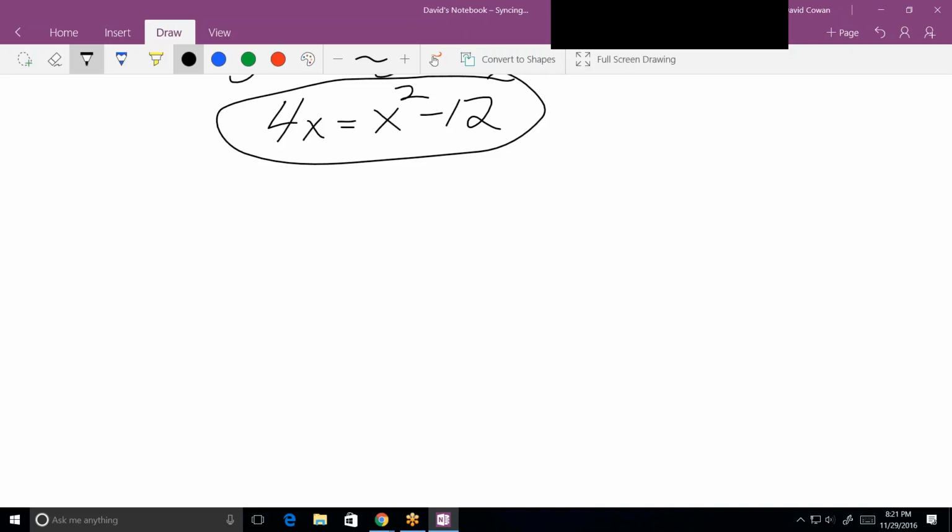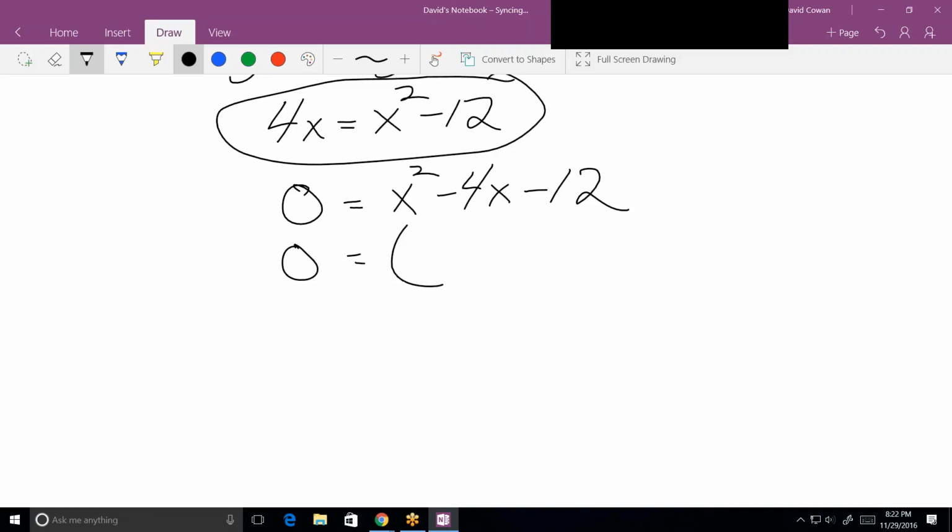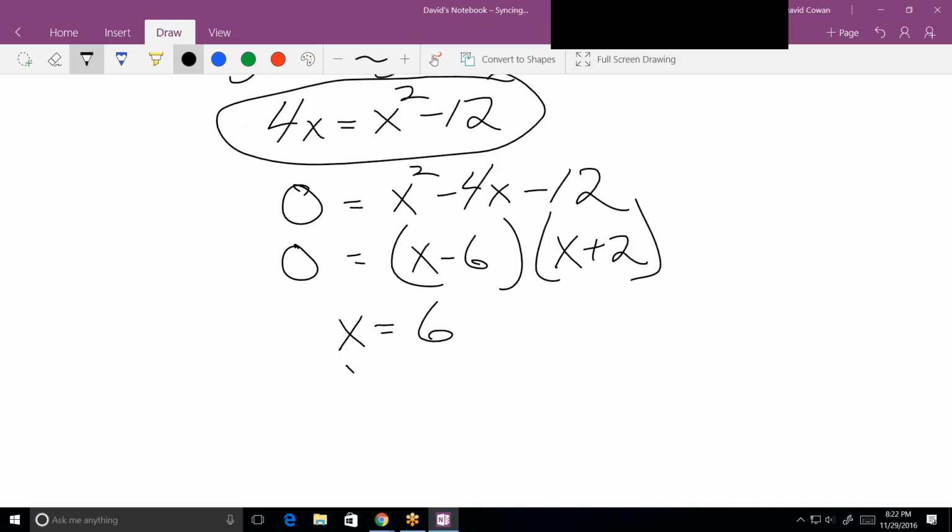How do you solve this quadratic? You subtract 4x from both sides. And what? And then you factor to get x minus 6 times x plus 2. So my two solutions according to this are going to be what? X equals 6 and negative 2.